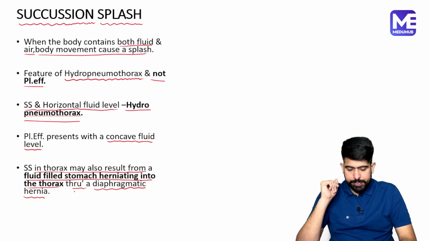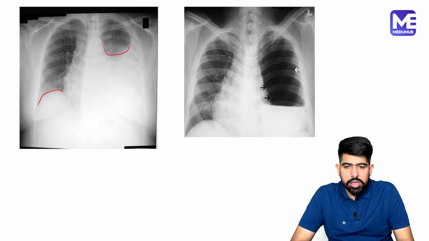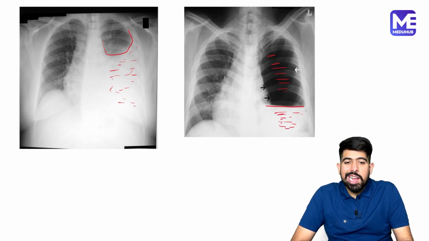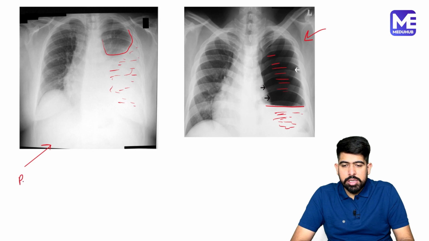So you can see here, I'm showing you, this is the concave structure, right? And this concave structure is caused by the pleural effusion. This is the pleural effusion. But if I'm talking about hydropneumothorax, you can see here the blackish color of the air, and this is the horizontal line, and this is the pleural fluid. So this is the hydropneumothorax, and this is the pleural effusion.